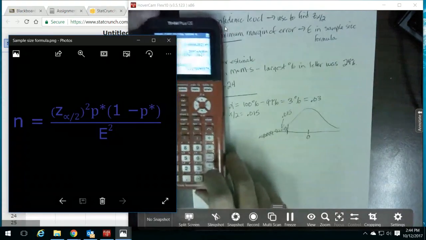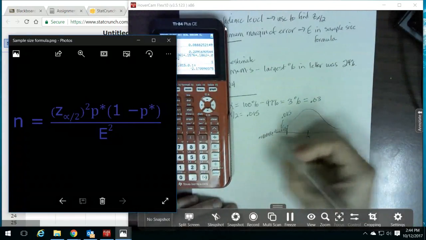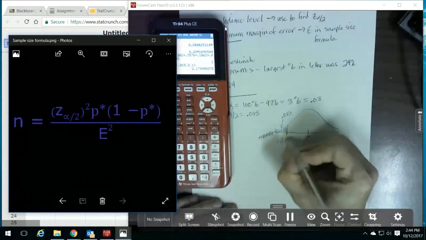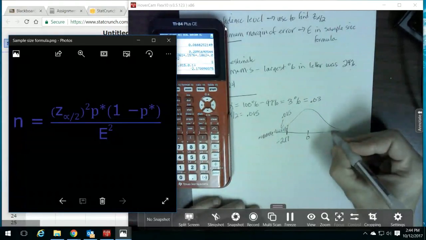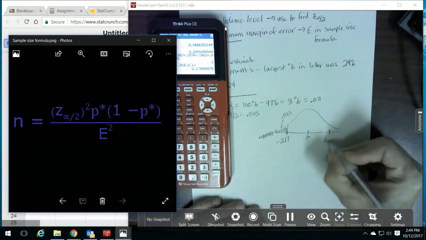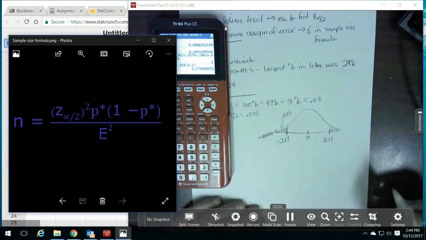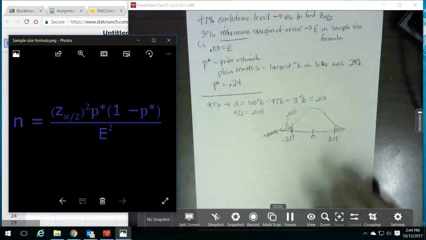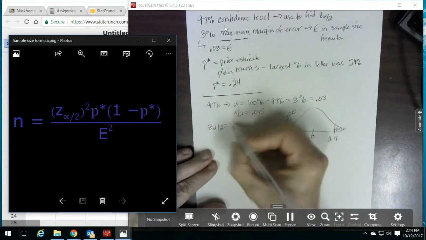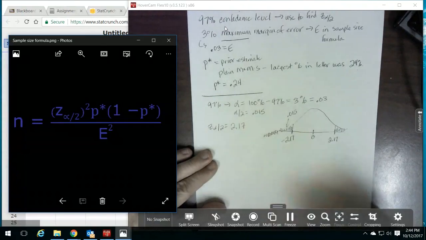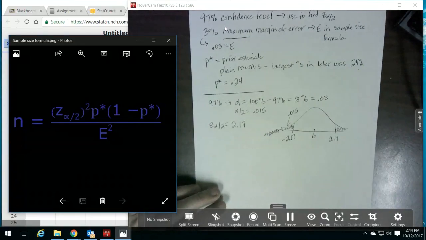So I'm going to take that and round it to 2 decimal places. So that means my number over here rounded to 2 decimal places is negative 2.17. I have another one on this side that would be positive 2.17. So that gives me my z alpha over 2 of 2.17.